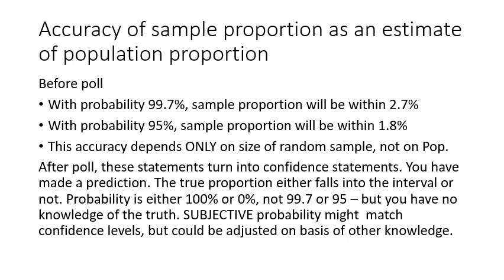Now, after the poll is actually done, then these probability statements turn into confidence statements. I have made a prediction. Either the prediction is true or it is false. The true proportion falls within my confidence interval or it does not. The probability is either 100% or 0%, and not these 99.7 and 95%. But at the time that I'm making the prediction, I don't know whether or not it's true. So this will be a subjective probability or a confidence level, but depending on other information I might have from other sources, I might adjust this subjective probability or confidence level.